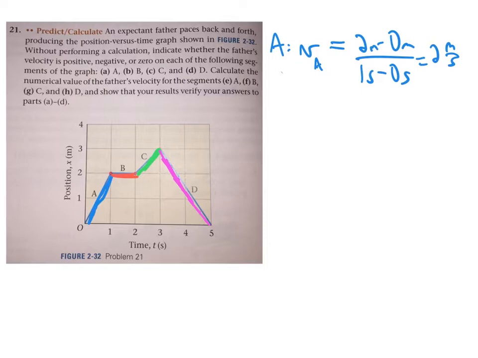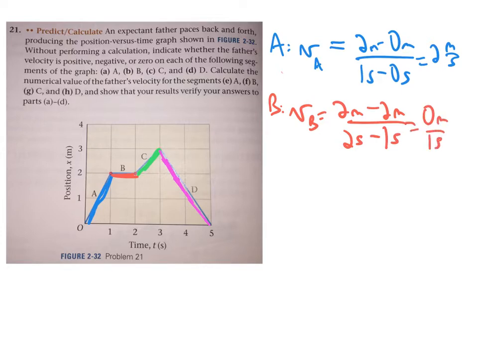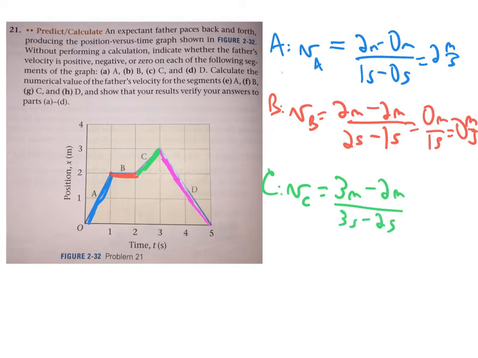And then in B, we would have that it ends at 2 meters and it starts at 2 meters, and the clock ends at 2 seconds but starts at 1 second. So this is 0 meters over 1 second, or just 0 meters per second, as said before. In part C, we have that it ends at 3 meters and starts at 2 meters, and it ends at 3 seconds and starts at 2 seconds. So this is 1 meter over 1 second, or 1 meter per second.